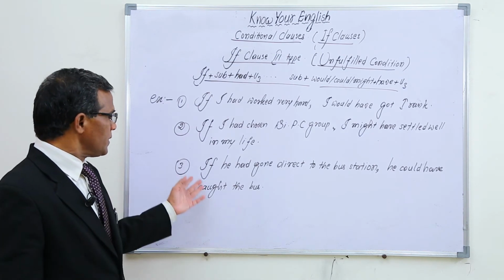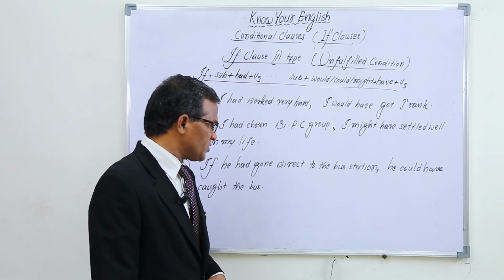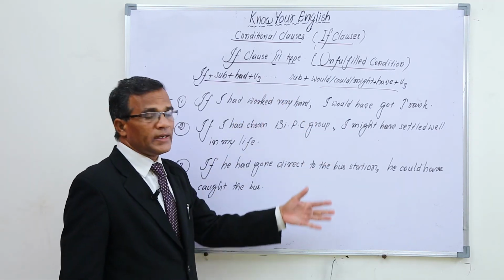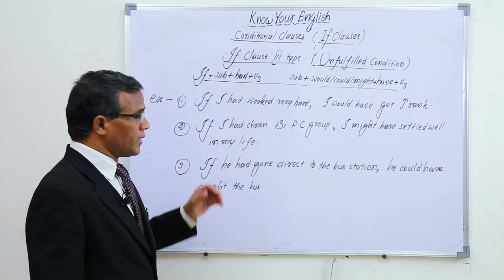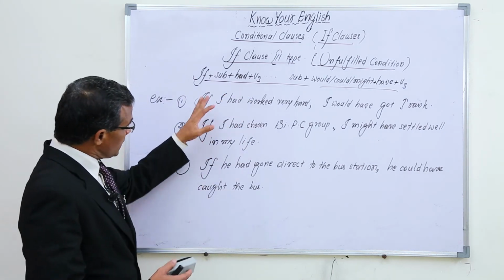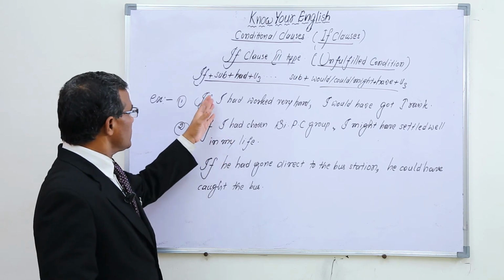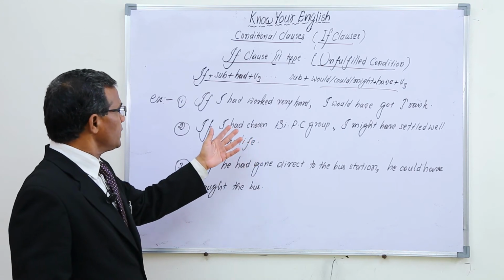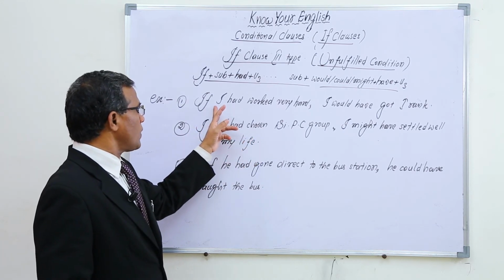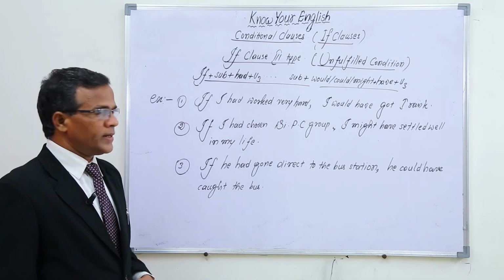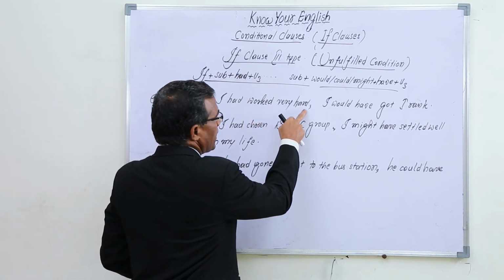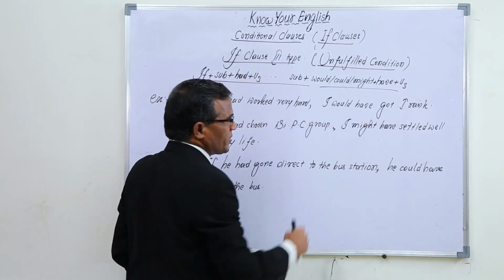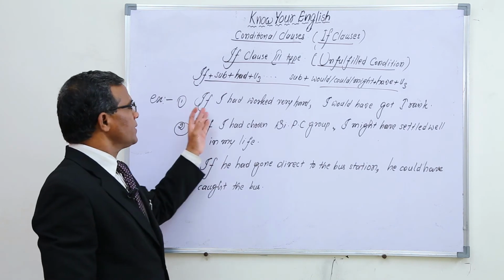Then we talk about this one. That's why if he had gone direct to the bus station, he could have caught the bus. So in this way, for unfulfilled condition, we have to use the structure in this way. But here, one thing also, if clause third type only, sometimes we can remove if to give the same sense only. We remove if by changing the order of subject and helping verb had. So if I had worked very hard is equivalent to had I worked very hard, I would have got first rank. So in two ways I can use this one.